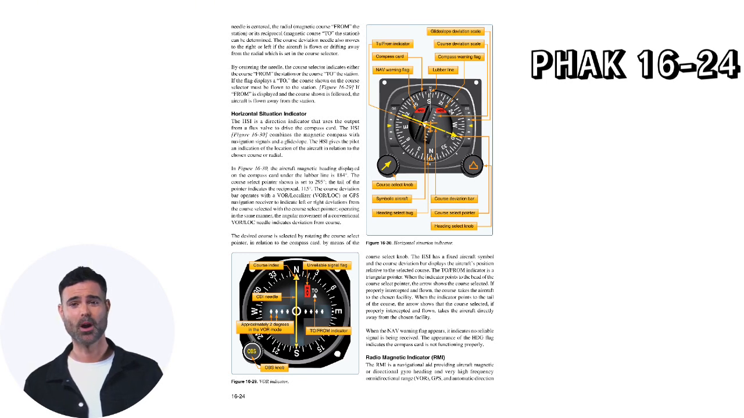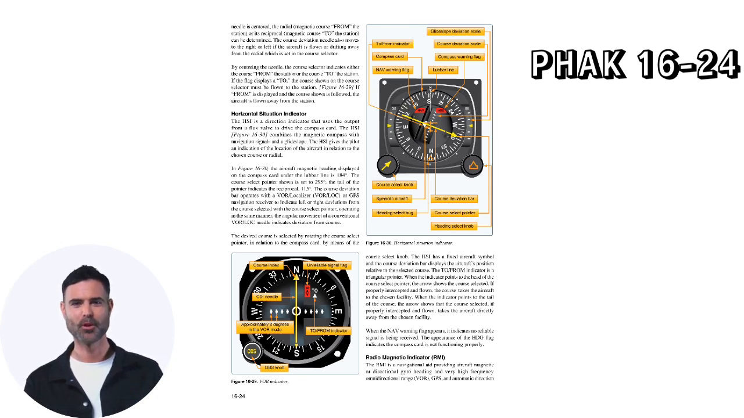The course deviation bar operates with a VOR/localizer (VOR/LOC) or GPS navigation receiver to indicate left or right deviations from the course selected with the course select pointer. Operating in the same manner, the angular movement of a conventional VOR/LOC needle indicates deviation from course. The desired course is selected by rotating the course select pointer in relation to the compass card by means of the course select knob. The HSI has a fixed aircraft symbol, and the course deviation bar displays the aircraft's position relative to the selected course.